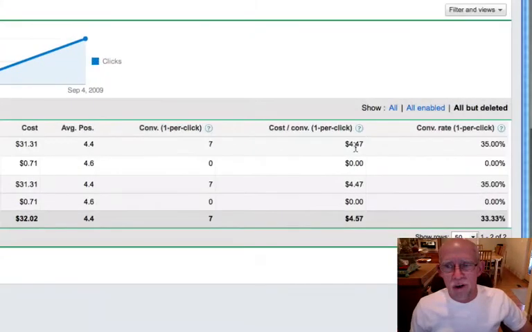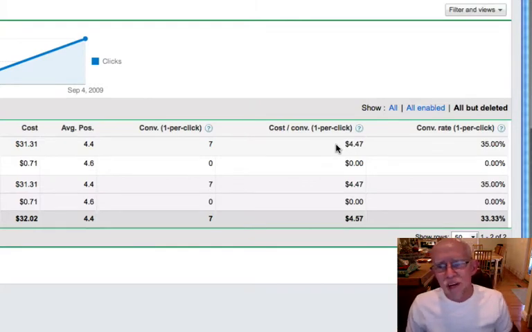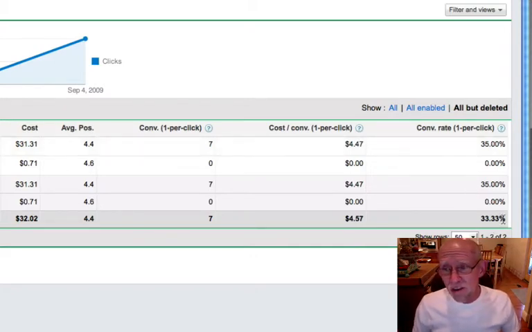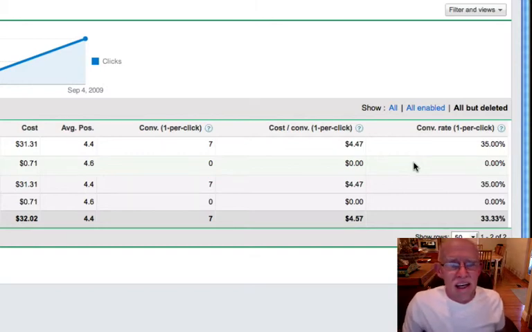My cost per conversion is excellent, $4.47. You're definitely looking for those kinds of numbers. Anything under $8 we consider pretty good. We start to hem and haw a little bit when we get up around $8 or even a little bit more, but $4.47 is excellent. I have a conversion rate today of 35% on my search network, total of 33.33% for the two of them together, with no conversions on the content network.